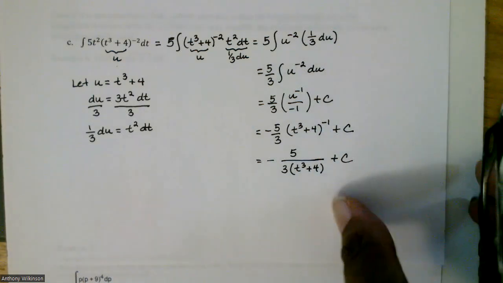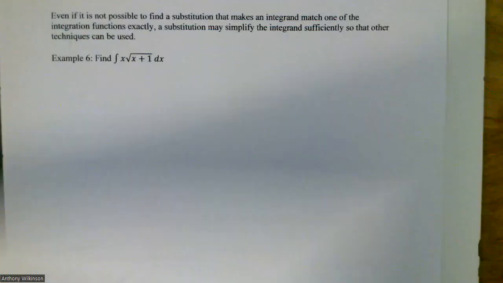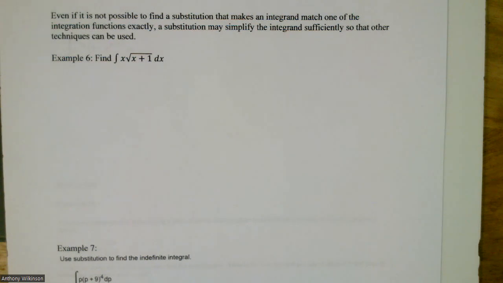Okay, now on the next page, sometimes it's not going to be possible to find a substitution that makes the integrand match one of the integration functions exactly. So a substitution may simply simplify the integrand sufficiently so that other techniques can be used. All right, now take a look at example 6 here.